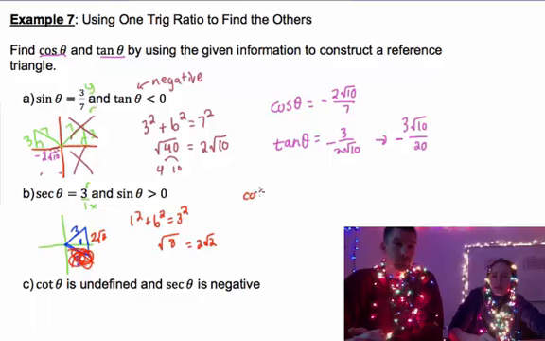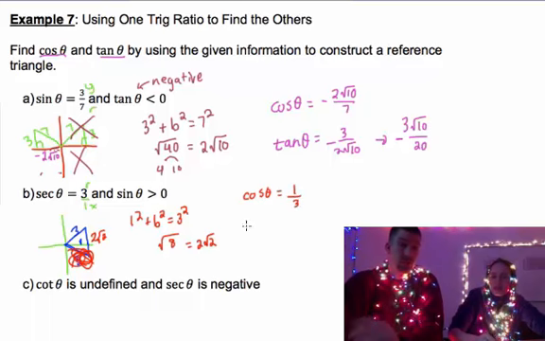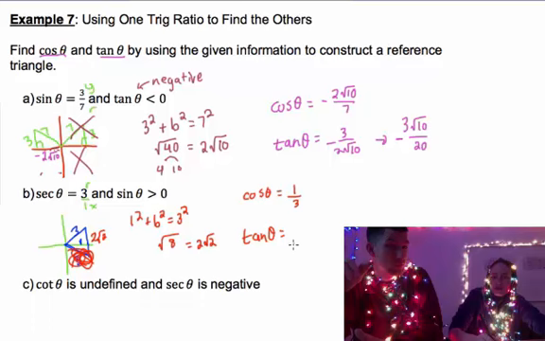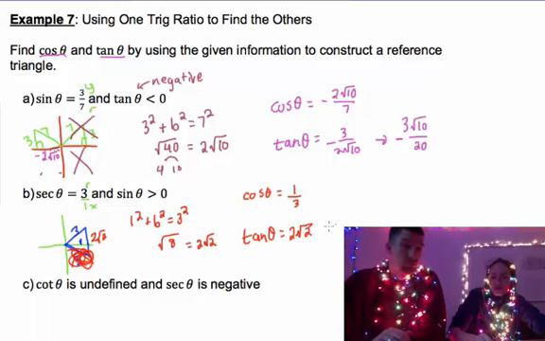So cosine is x over r, which we actually didn't need the triangle for. We could have just flipped secant, and that's 1/3. Anyway, we needed it for tangent. In this case, the tangent is going to be the y-coordinate over the x-coordinate. So that's 2 square roots of 2 over 1, which is 2 square roots of 2. There you go.